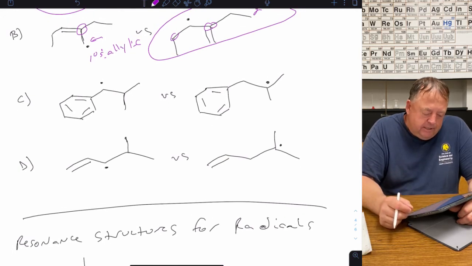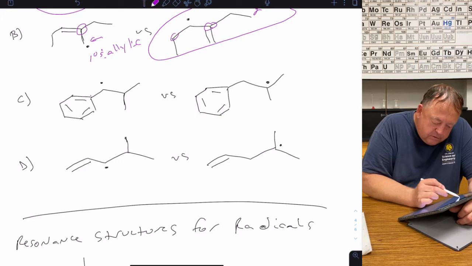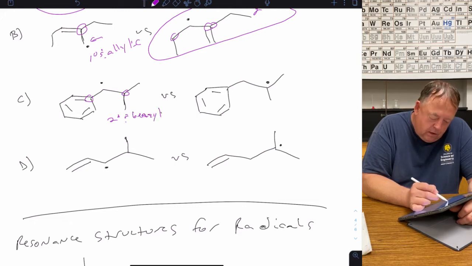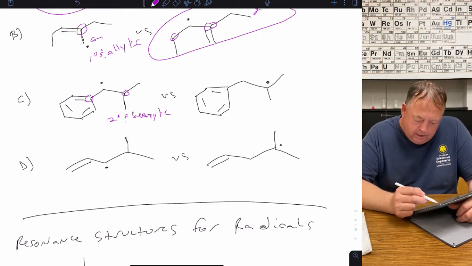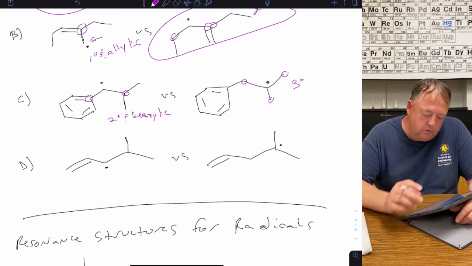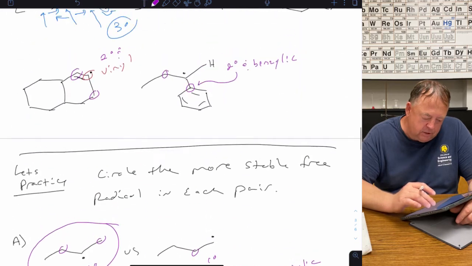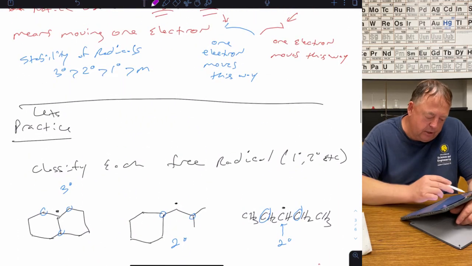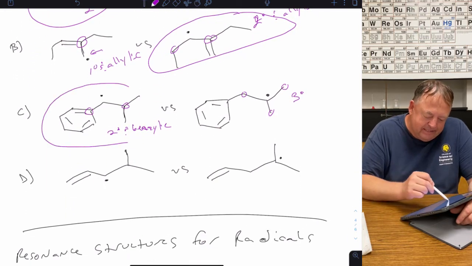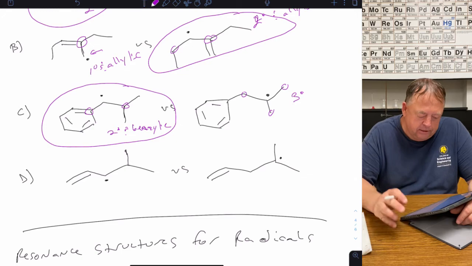Okay, so for C, let's classify. That radical carbon has 2 carbons attached, so it's secondary. And one of the carbons you circled is a benzene ring, so it's secondary and benzylic. And for the one on the right, that carbon has 3 carbons attached to it, so it's just tertiary. So which is more stable? Well, based on that, you might want to say tertiary, but as we'll see in the next concept that I show you, benzylic is better than tertiary, so that's the more stable radical.